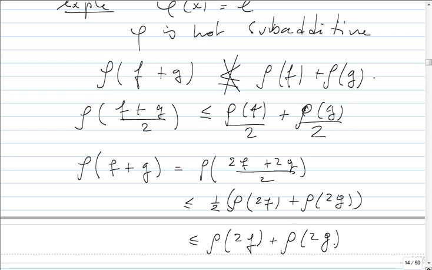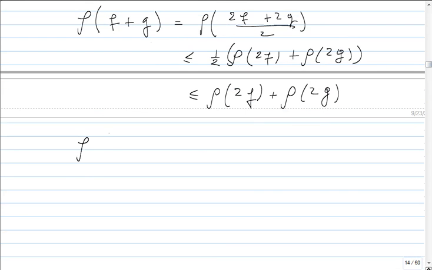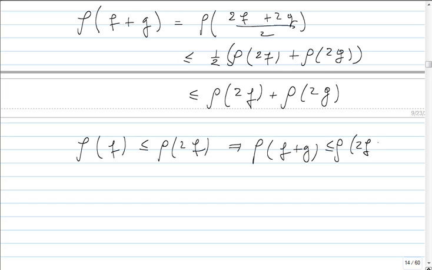Be careful, because I could have said something else. I know that rho of f is less than rho of 2f, because 2 is bigger than 1. But this property will only give me that rho of f plus g is less than rho of 2f plus 2g. That's not what I'm saying. I'm saying rho of f plus g is less than rho of 2f plus rho of 2g, not rho of 2f plus 2g.